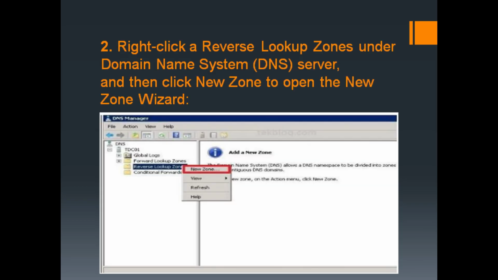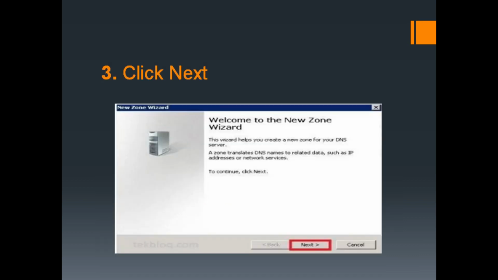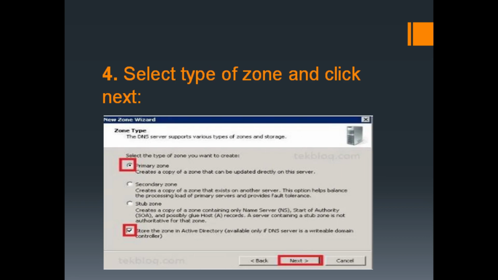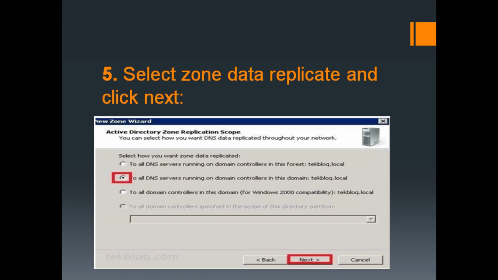Number 2. Right-click a reverse lookup zone under Domain Name System Server, and then click New Zone to open the New Zone wizard. 3. Click Next. 4. Select type of zone and click Next. 5. Select zone data replication and click Next.